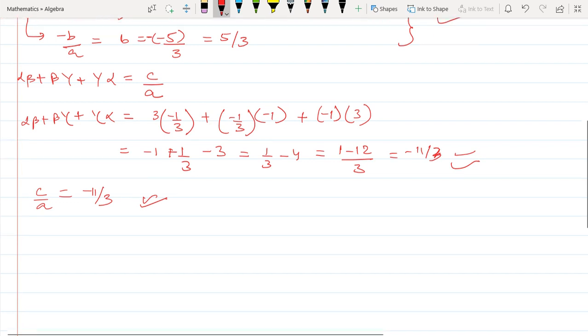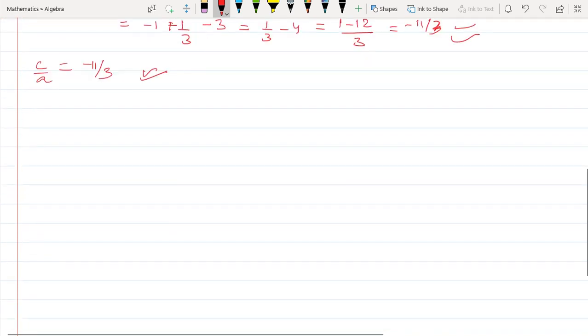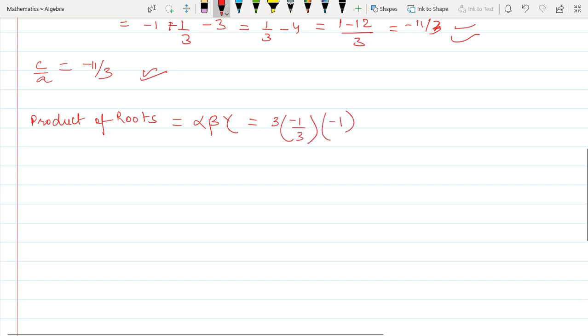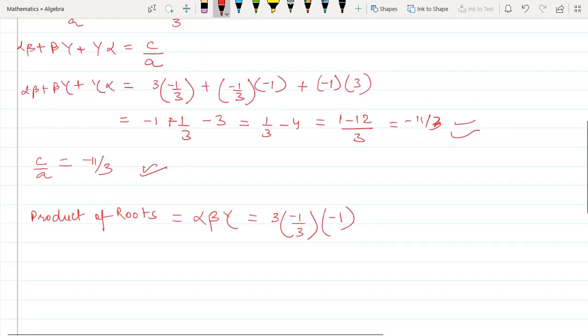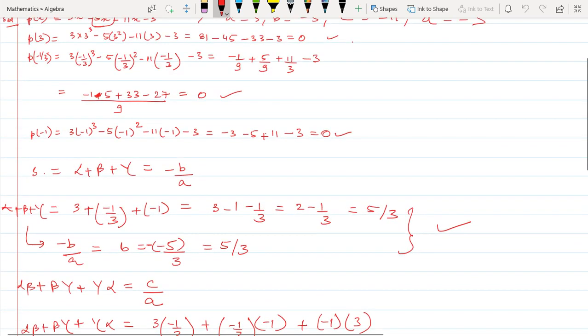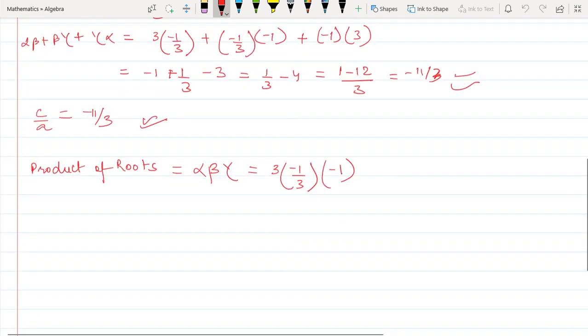Now look at the third part, which is the product of the roots. So we know that the product of the roots is equal to alpha, beta and gamma, which is equal to alpha is equal to 3 into beta is minus 1 by 3 and gamma is minus of 1. Let me verify if I've written that right. Yes, 3 into minus 1 by 3 into minus 1. So this is equal to 1.